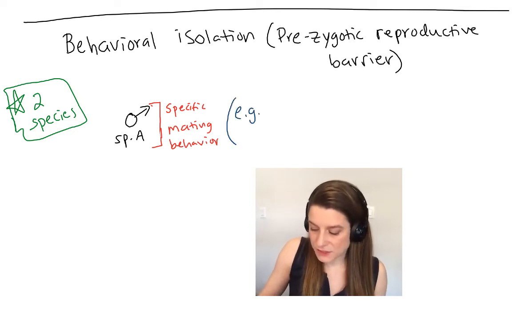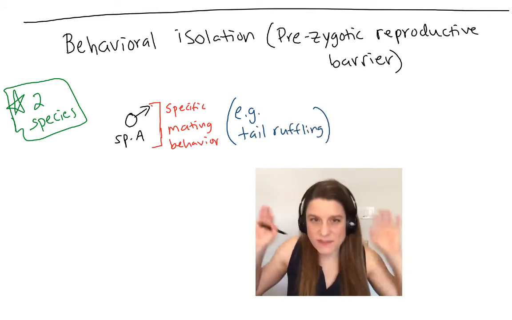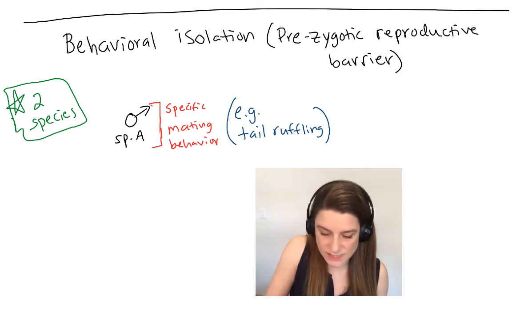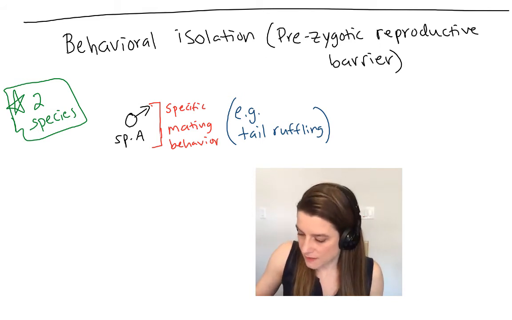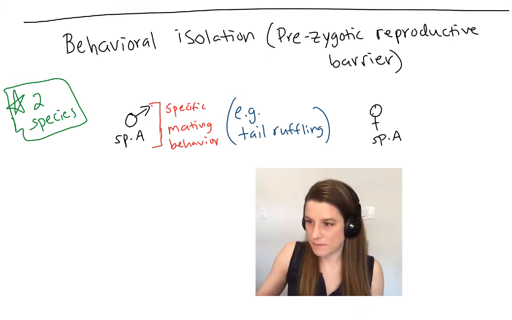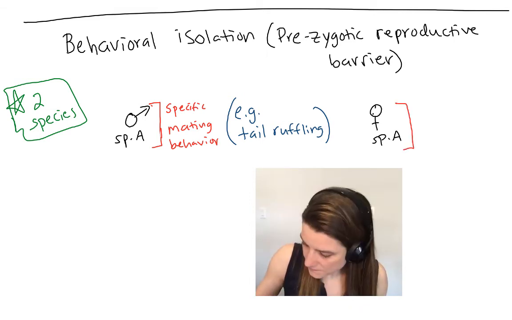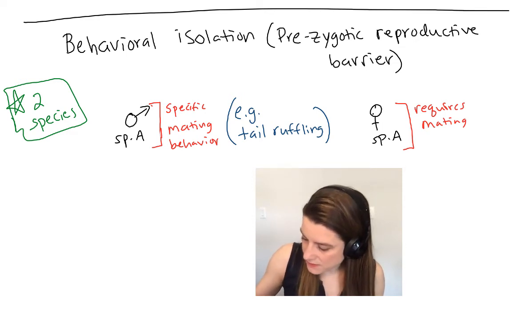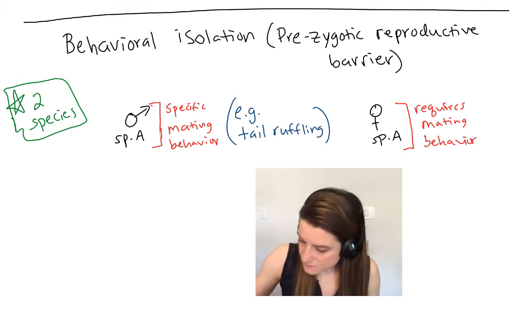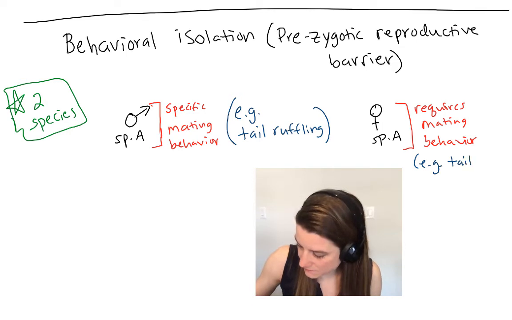Let's say they do tail ruffling. So they spread their tail out and wiggle it around. Okay, so that tail ruffling during the mating process is necessary for species A females to mate. So she requires a specific mating behavior, for example, tail ruffling.